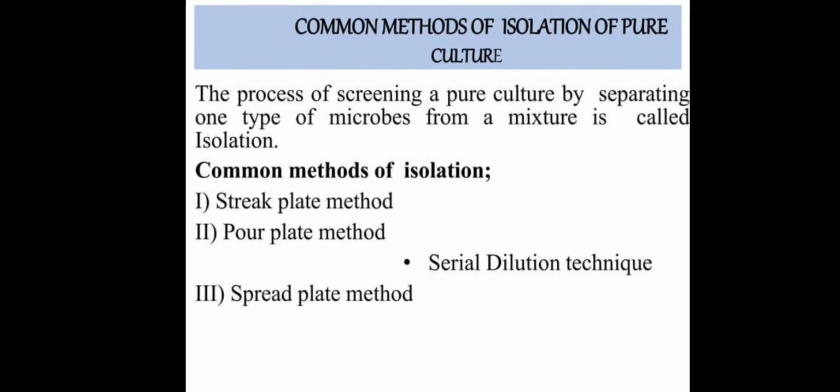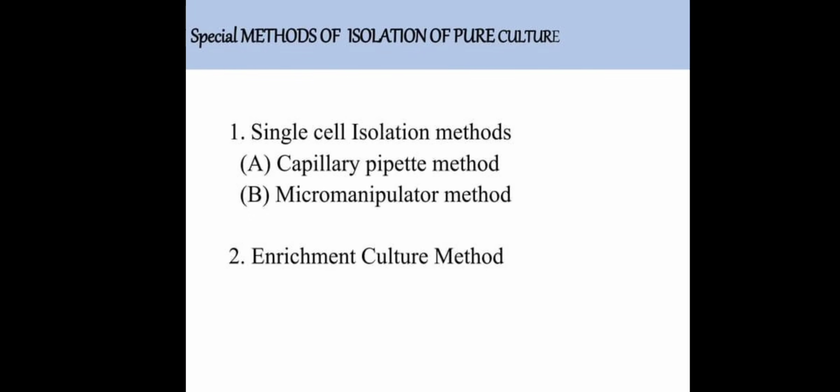Common methods of isolation of pure culture. The process of separating a pure culture by spreading one type of microbe from a mixture is called isolation. Common methods of isolation: streak plate method, pour plate method, serial dilution technique and spread plate method. Special methods of isolation of pure culture: single cell isolation method, capillary pipette method, micromanipulator method, enriched culture media.